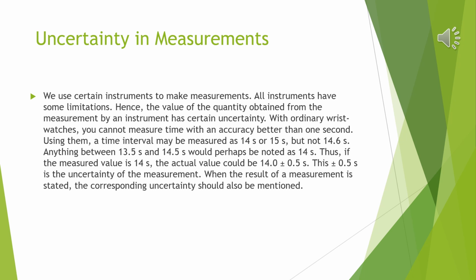Thus, if the measured value is 14 seconds, the actual value could be 14.0 plus or minus 0.5 seconds. This plus or minus 0.5 seconds is the uncertainty of the measurement. When the result of a measurement is stated, the corresponding uncertainty should also be mentioned.